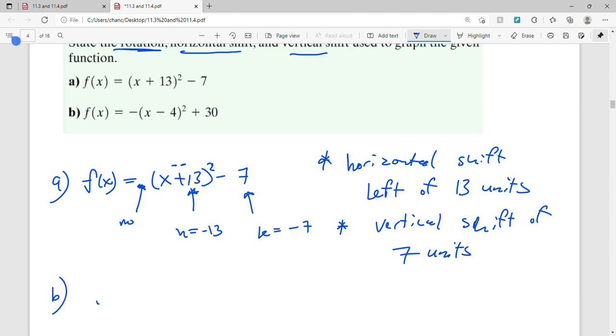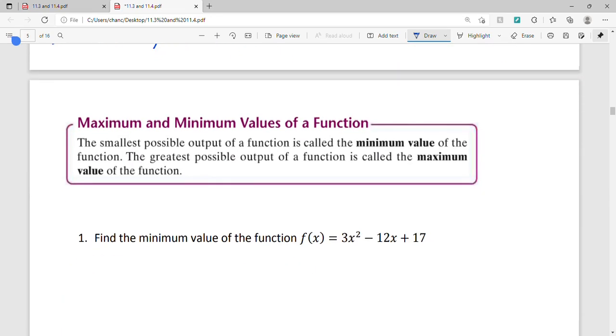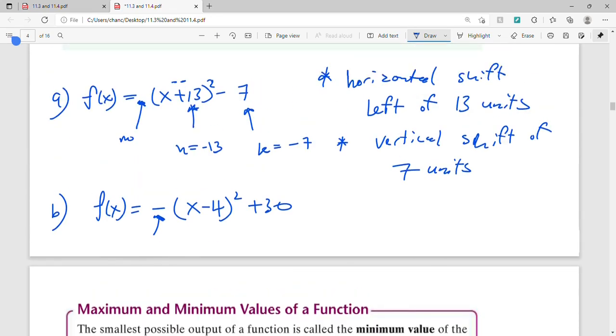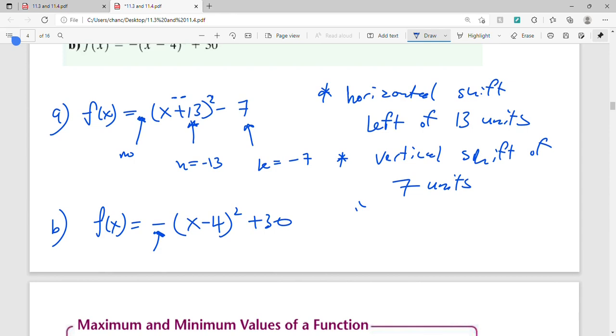Part B, f of x equals negative (x minus 4) squared plus 30. This negative in the front, what does that do? It causes our graph to rotate or flip upside down. So there is a rotation.